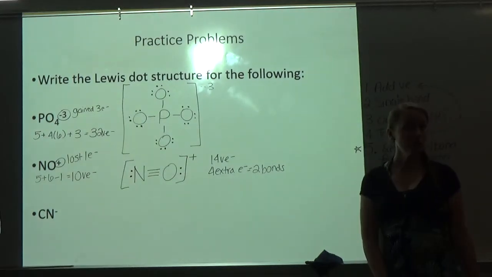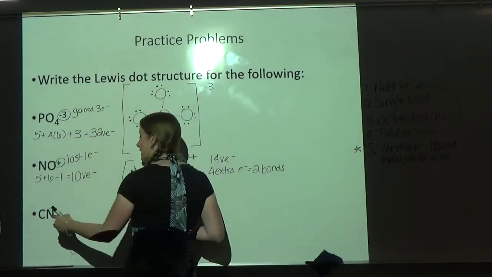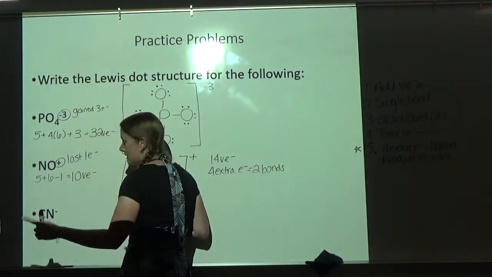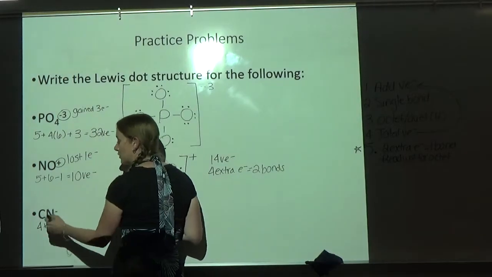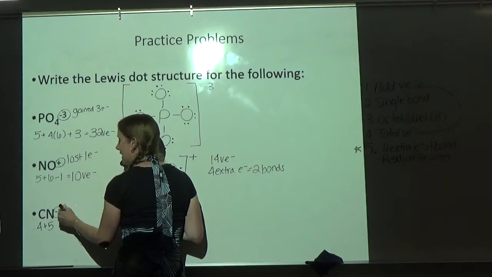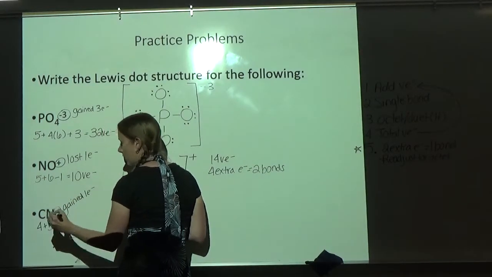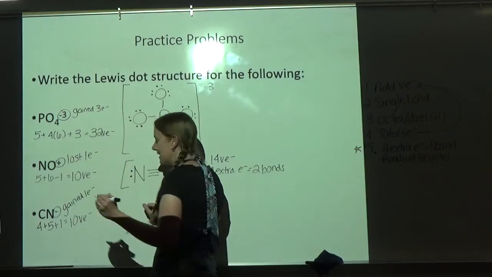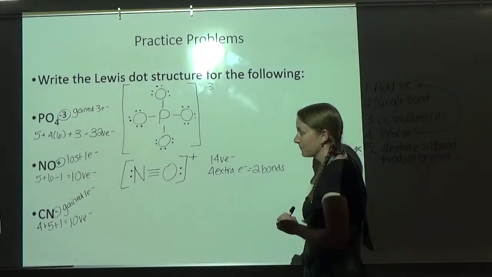Alright, so I'm going to assume you've already tried CN negative, which is cyanide. Let's first add those valence electrons. Carbon is in group 14, so it has 4 valence electrons. Nitrogen is in group 15, so it has 5 valence electrons. And a negative 1 means it has gained 1 electron, so I add 1 more. So I have a total of 10 valence electrons to work with in my cyanide polyatomic ion.